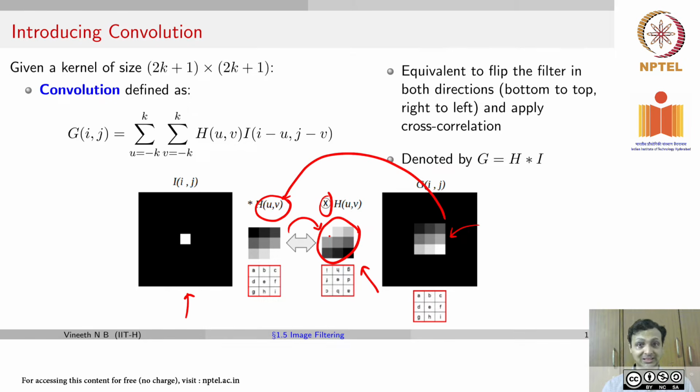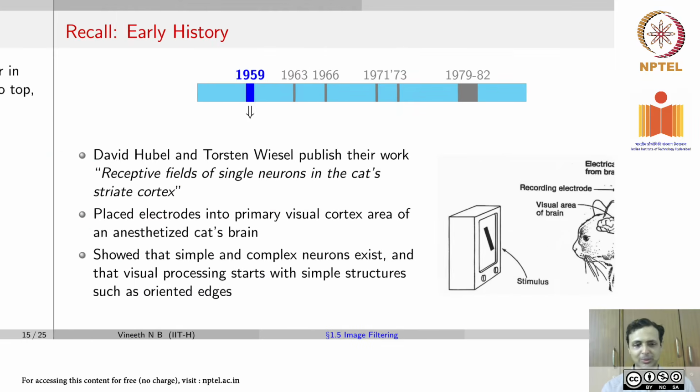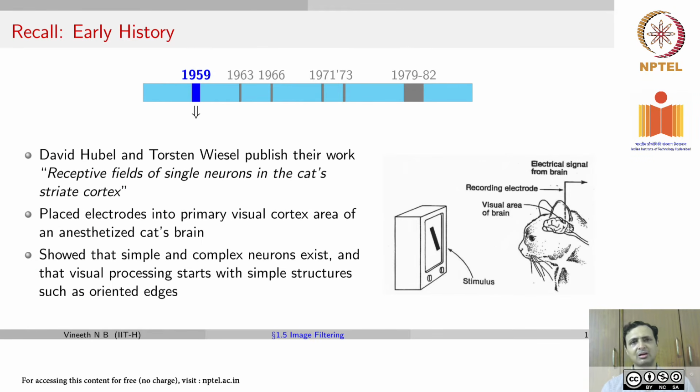Why do we really need to do this? We'll answer in a moment. One reason, as we said, is we wanted some kind of an identity function, but we'll come back to that. Before we answer that question, if you recall this slide that we had when we talked about the history of computer vision, we talked about these early experiments in the late 1950s that established that there are simple and complex cells in the mammalian visual cortex.